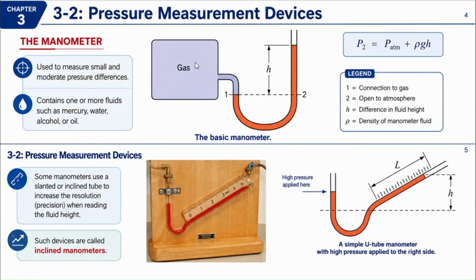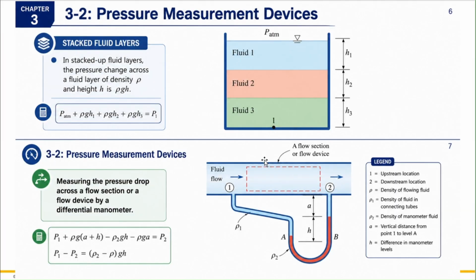In the previous slide we looked into the inclined manometer, which is used to measure the pressure inside a chamber or a pipeline. But if you want to know the pressure drop across a particular section, for example across valves and different flow devices, where you want to make sure there is the least pressure drop, the easiest way is to either connect a pressure gauge over here and another pressure gauge over here, or use this differential pressure manometer.